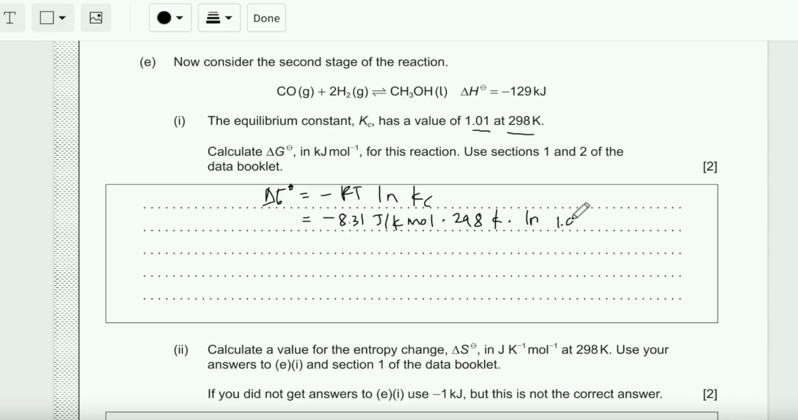ln Kc is 1.01. It is negative 24.6 joule per mole. But the question is kilojoule per mole. Be careful. Negative 0.0246 kilojoule per mole.